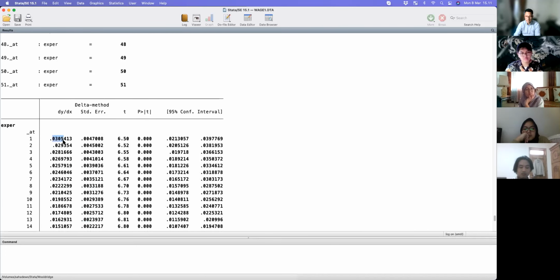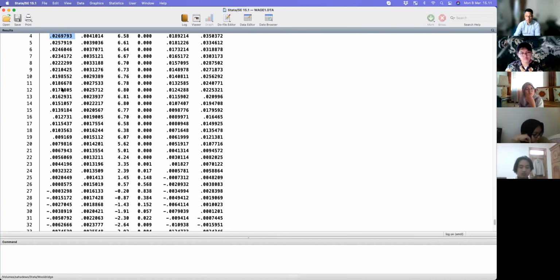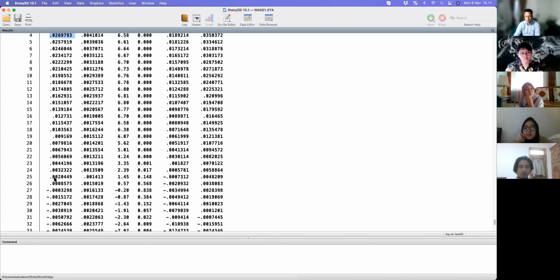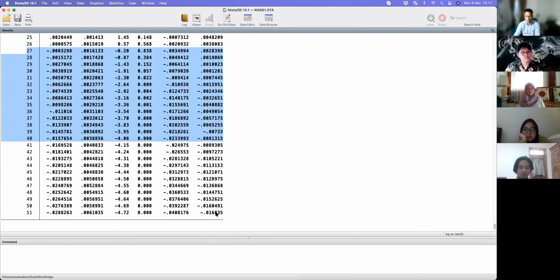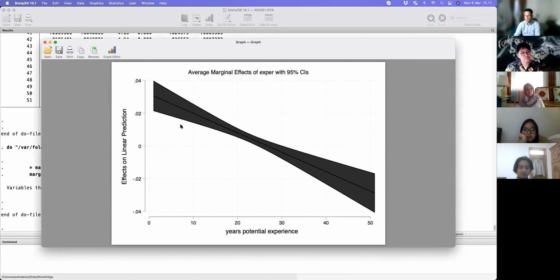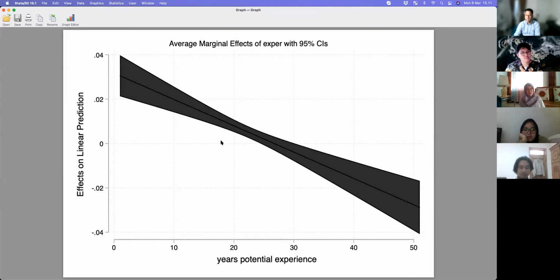Now, as you can see, the estimated effect for individuals who have been working for the early years is going to be positive until year 26, and then an additional year of working beyond the 26th year is actually negative. What's cool about Stata is that you can also do a margins plot. So what does the margins plot tell you? It tells you that the estimated effect of experience is actually decreasing.